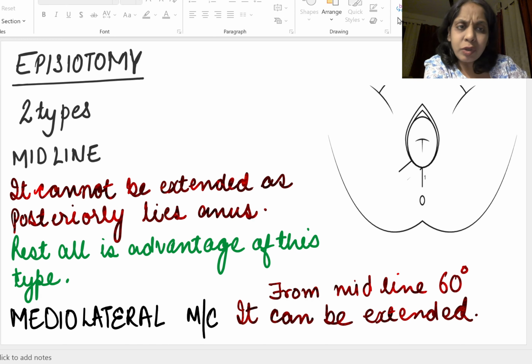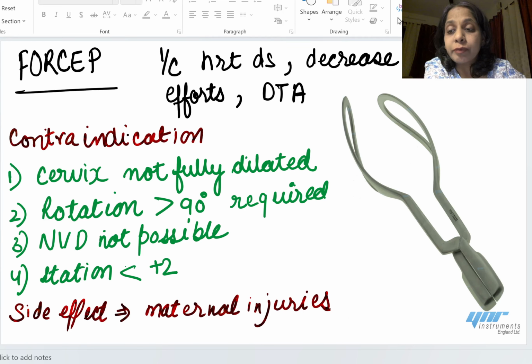So that was all about episiotomy. Nothing else is asked. You just should know the angle of the mediolateral. From the midline, it makes an angle of 60 degrees, right? Let's now discuss forceps.